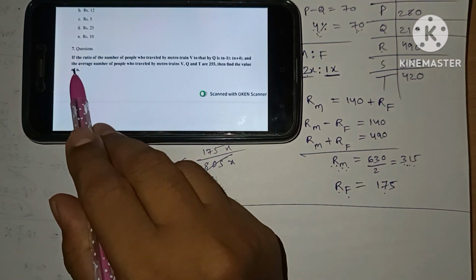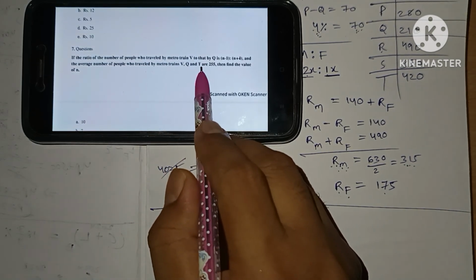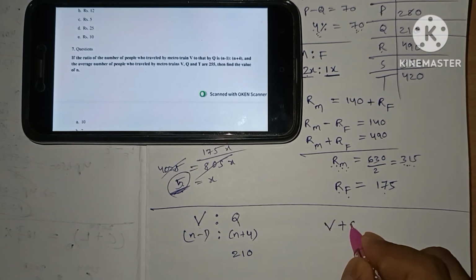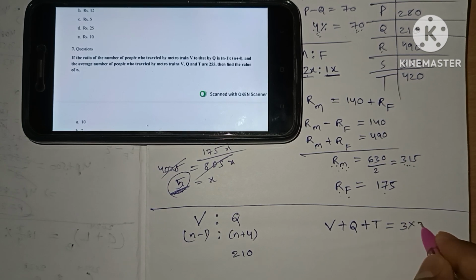Okay, now we need to know the value of V. In the question it is said that the average number of people who traveled by metro trains V, Q and T is 255. It is talking about average, which means the total number of persons traveling by V, Q and T is 3 into 255.